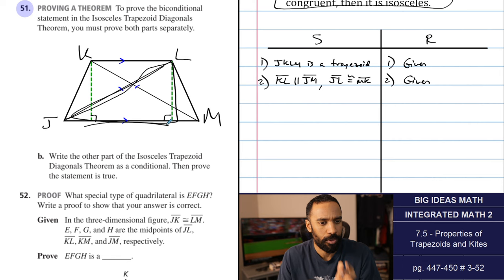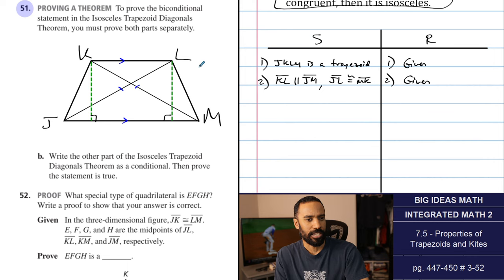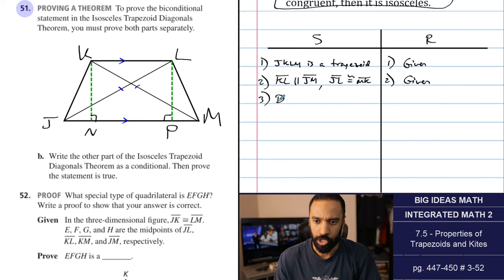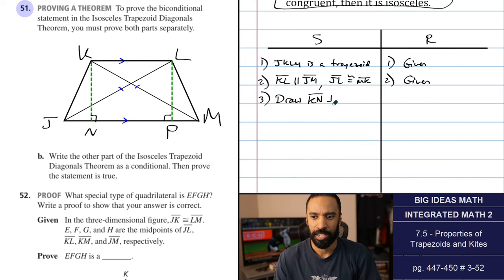I would have these heights the same. So I've got to give letters to these though: J, K, L, M, N, and P. N and P, so I'm going to draw there. Let's see if this works. I can't think of how to work this out otherwise. Draw KN perpendicular to JM. Oh, and LP perpendicular to JM by construction.